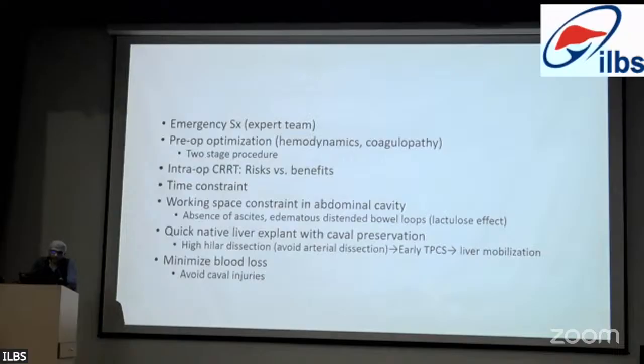For pre-op optimization, what we do routinely at ILBS is we shift the donor, start the donor, open the donor, and look at the quality of the liver. Meanwhile, we shift the recipient onto the OT table. Sometimes while shifting, after putting the patient on the table, the ventilatory support and inotropic support increase. So we have to coordinate with the donor team.